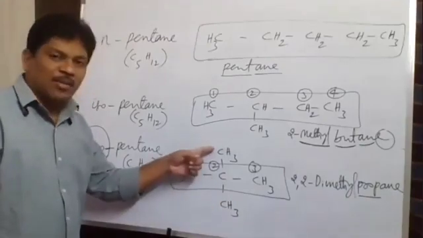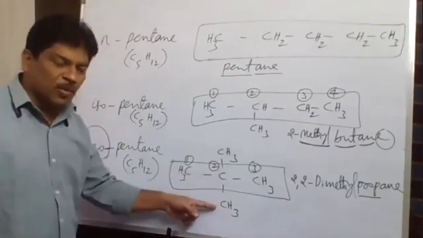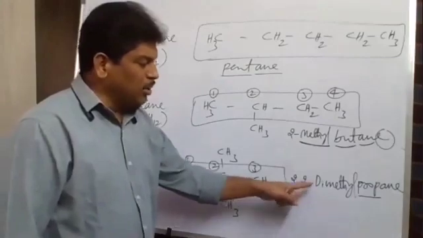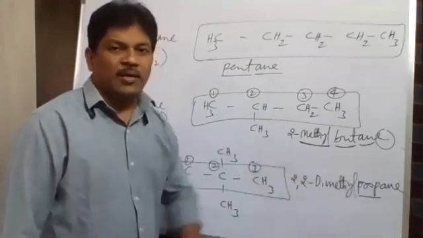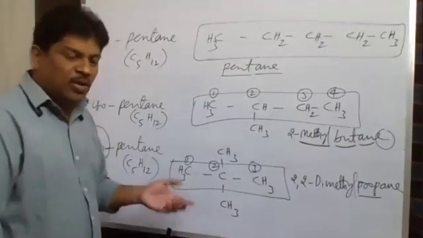So for this methyl branch, what is the locant? 2. For this methyl branch, also the locant or position is what? 2. So we have to say 2, 2. 2, 2 dimethyl propane is the IUPAC name of what? Neopentane. IUPAC name of neopentane.